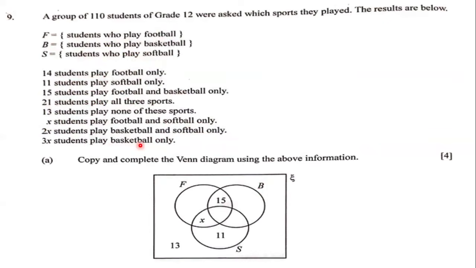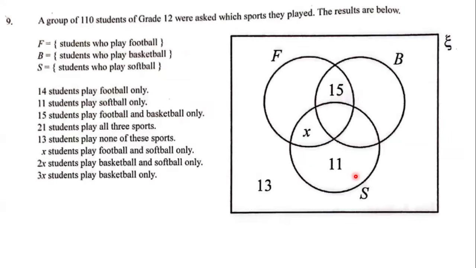What they want us to do is copy and complete the Venn diagram using the information above. So we're going to complete this Venn diagram. The first thing we notice is that 13 is on the outside. Why? Because 13 students play none of these sports. The second thing we notice is that 11 is here, because 11 students play softball only. This right here is softball only, and so we have 11 here.